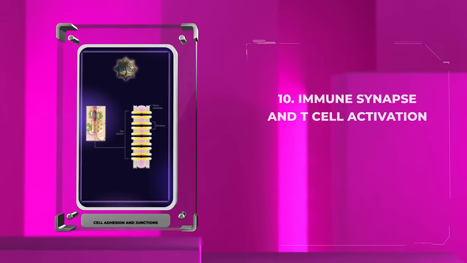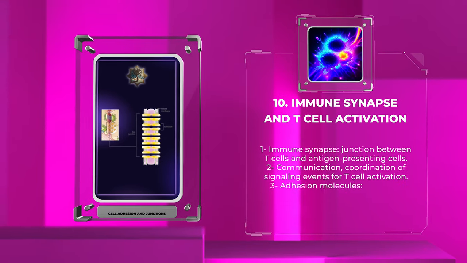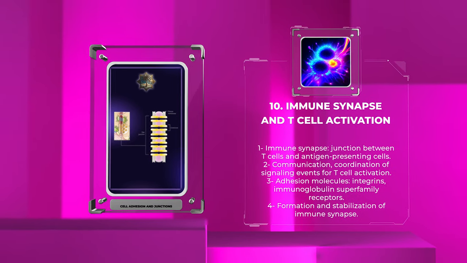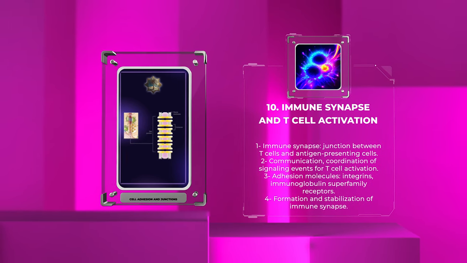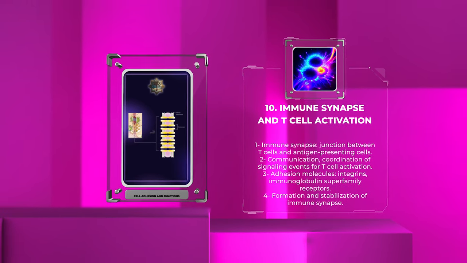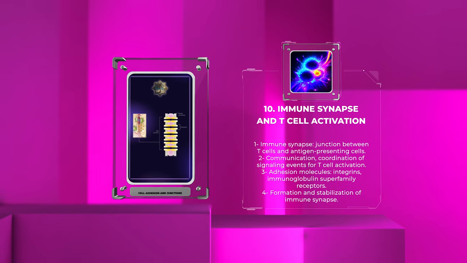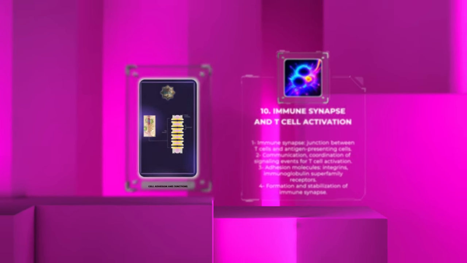The immune synapse is a specialized junction formed between T cells and antigen-presenting cells. This junction enables precise communication and coordination of signaling events required for T cell activation. Adhesion molecules, including integrins and immunoglobulin superfamily receptors, play a critical role in immune synapse formation and stabilization.